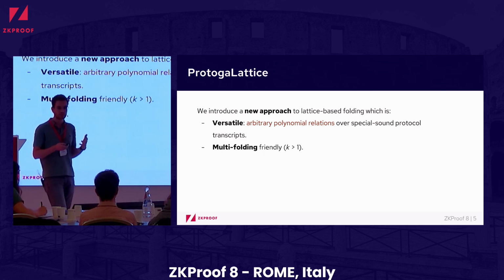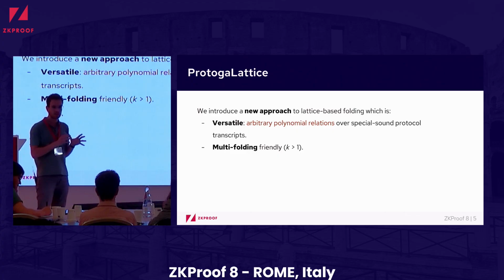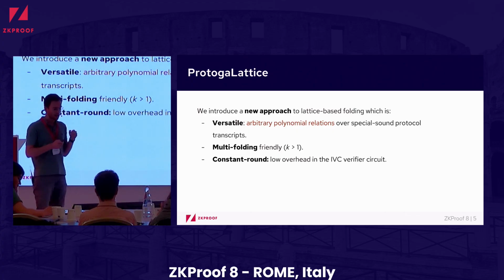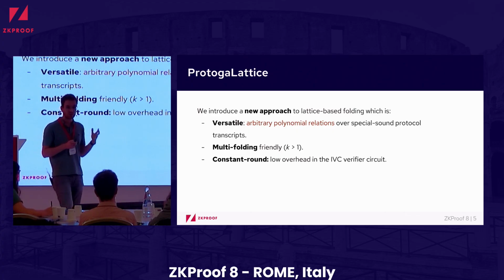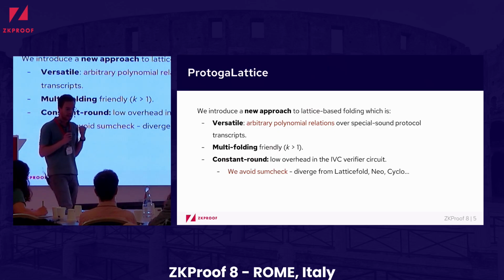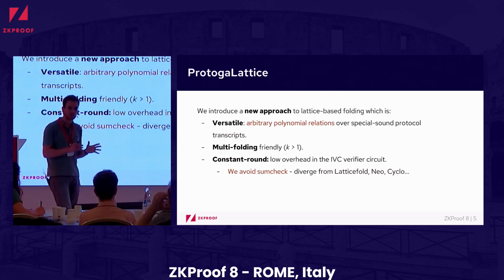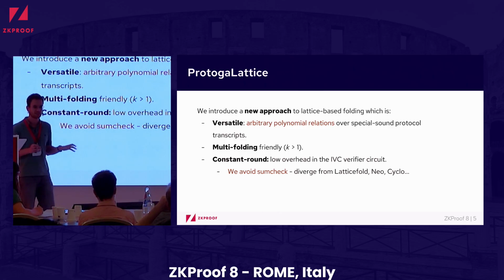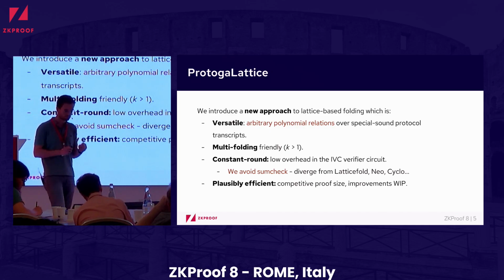It is multi-folding friendly in the sense that we can take multiple instances of the base relation and fold them all together. It is constant round, which is positive, as I just said, because the overhead in the IVC verifier circuit is much smaller. And this is because we're avoiding sum check. So we really have to depart from the sum check-based techniques that these previous folding schemes were using.